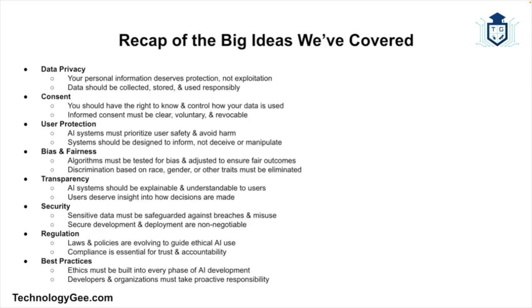All right, so here's a quick recap of the big ideas we've talked about. So, when it comes to data privacy, your personal information should be protected and not exploited. When it comes to consent, you should have control over how your data is used. When it comes to user protection, AI should avoid harm, be fair, and keep users informed. When it comes to bias and fairness, algorithms must be tested and adjusted to prevent discrimination. When it comes to transparency, users should understand how AI decisions are made.